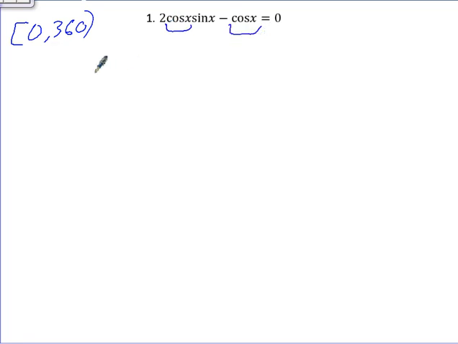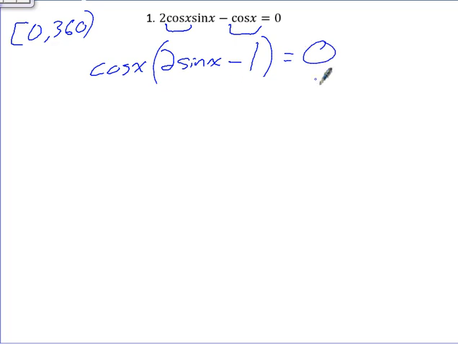So what I'm going to do is pull cosine x out front, and then what I'm left with is 2 sine x. And when I take a cosine x out of cosine x, it doesn't just disappear. Remember, I'm left with a 1. So minus 1. And once you're here, you're just going to set both parts of the equation equal to 0. So cosine x equals 0, and 2 sine x minus 1 equals 0.